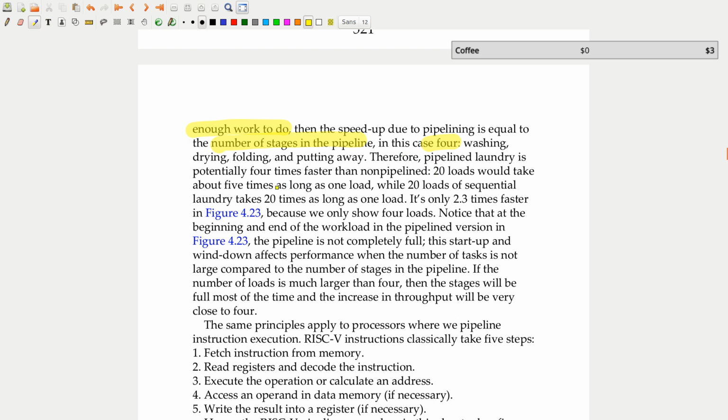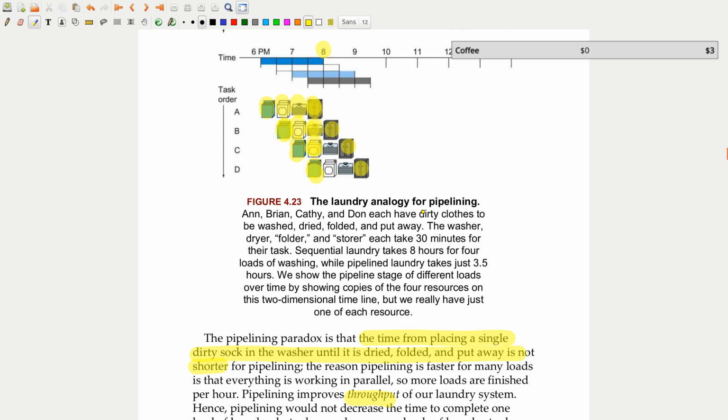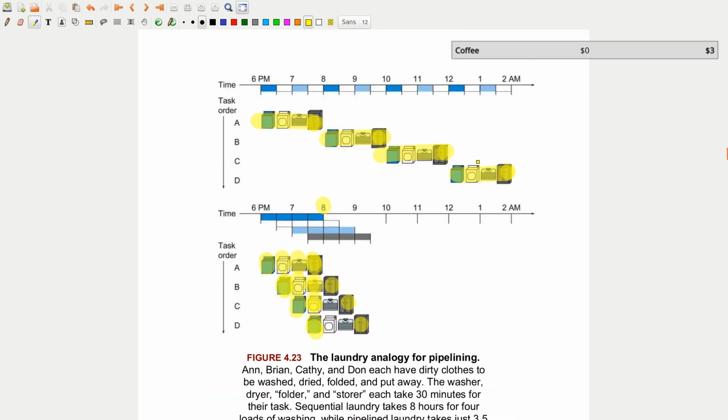Therefore, pipelined laundry is potentially 4 times faster than non-pipelined. 20 loads would take about 5 times as long as one load, while 20 loads of sequential laundry takes around 20 times as long as one load. So it's only 2.3 times faster in figure 4.23 because we only show 4 loads. So you really have to keep this going over and over and over in order to keep getting better and better and approaching that maximum.